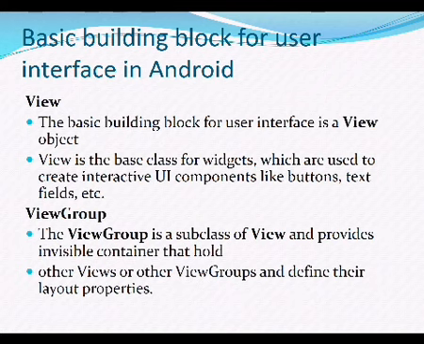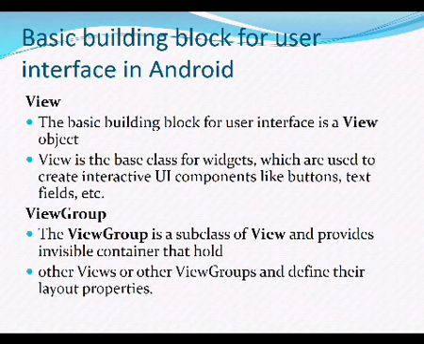The basic building block for user interface is a view object, which is created from the view class and occupies a rectangular area on the screen, and it is responsible for drawing and event handling. View is the base class for all widgets which are used to create interactive UI components like button, text fields and etc. The view group is a subclass of view and provides an invisible container that holds other views or other view groups and defines the layout properties.